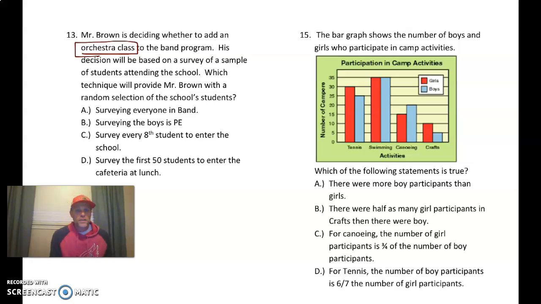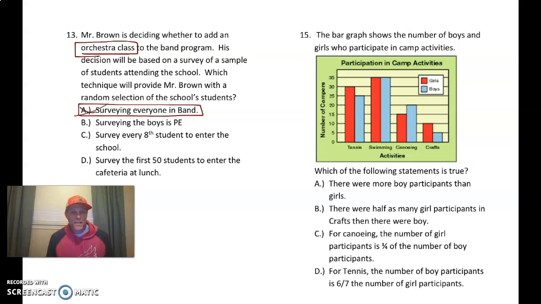So if you were to only survey everybody in band, is that random? What's the short story talking about? The short story is talking about orchestra, playing instruments, right? So surveying just people in band that are already interested in playing musical instruments, is that going to give you a random selection for a survey of an orchestra class which also plays random instruments? No, it's not.